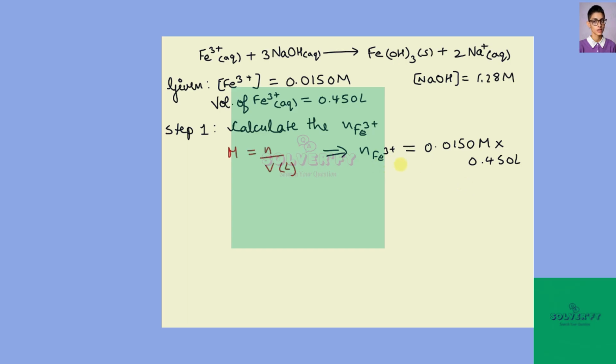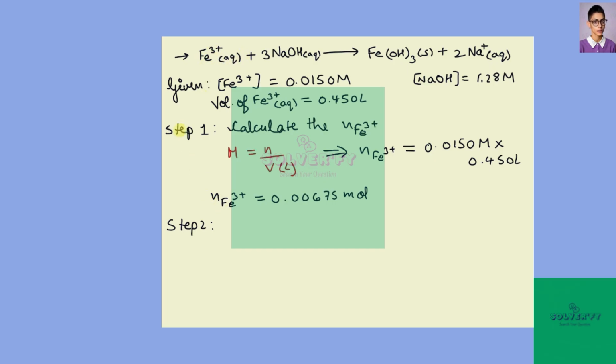So here the number of moles of Fe3+ is equal to 0.00675 mole. So this is the number of moles of iron 3+. Now in step 2, we'll find the number of moles of NaOH which will be required to react with the Fe3+ iron in this reaction.